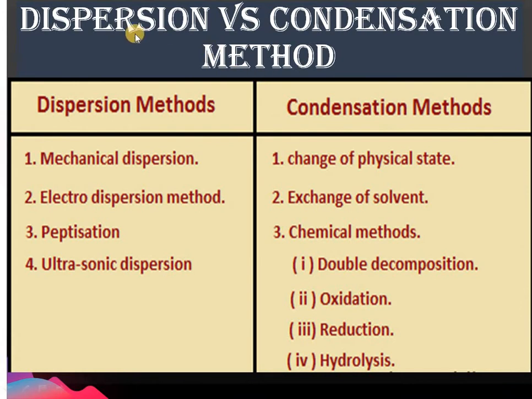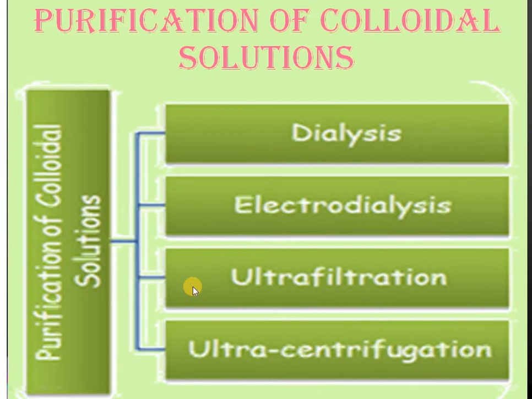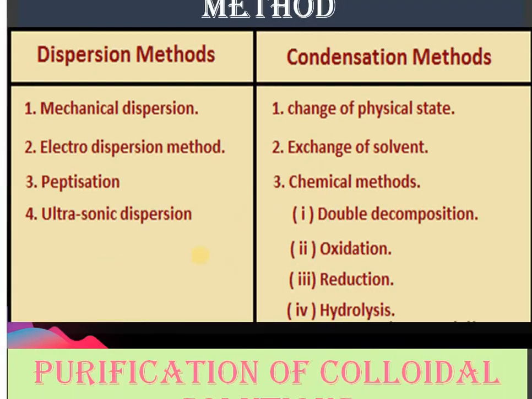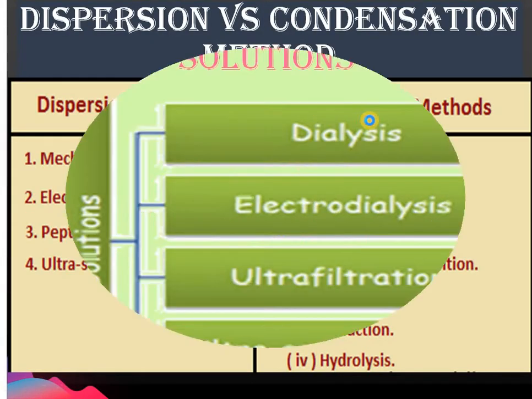Now we will discuss the difference between the dispersion method and the condensation method, and this will help you make a clear distinction between the two methods. So we discuss the condensation method first. So I will start with this. This is your physical state. Here exchange of solvent will take place. Here chemical reactions take place. And here the dispersion method is mechanical dispersion, where the electrodispersion method, peptization, and ultrasonic dispersion methods are used. So in this the breakdown is occurring, and here the condensation will occur.